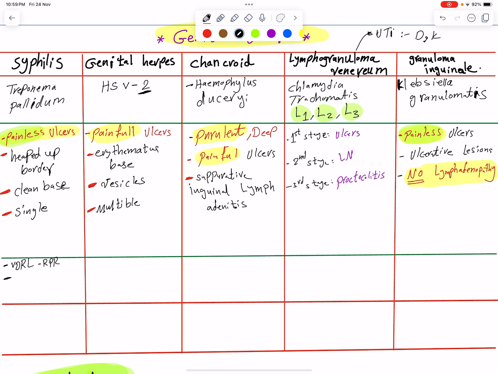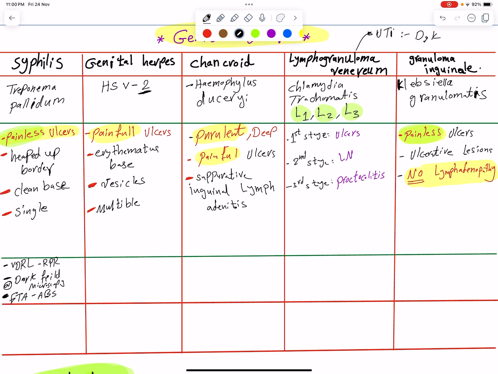If the screening is positive, which is highly sensitive but lacks specificity, then we will continue to another specific test, which is either dark field microscopy or the FTA-ABS test. Either one of them we will do to confirm the syphilis. So the screen for syphilis is with VDRL and RPR, and if that is positive, then we can confirm the syphilis by either dark field microscopy or FTA-ABS.